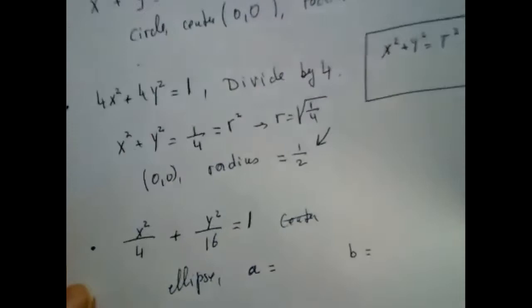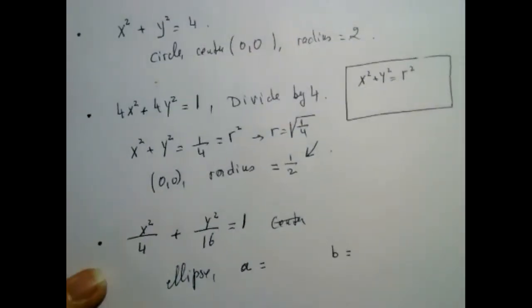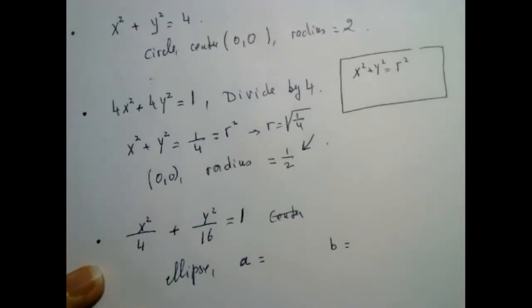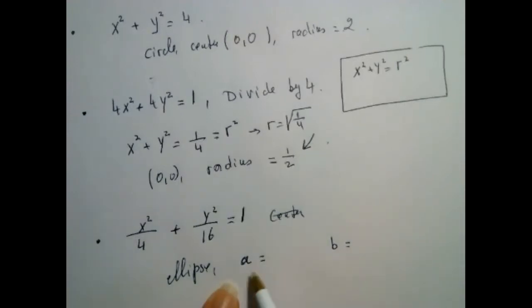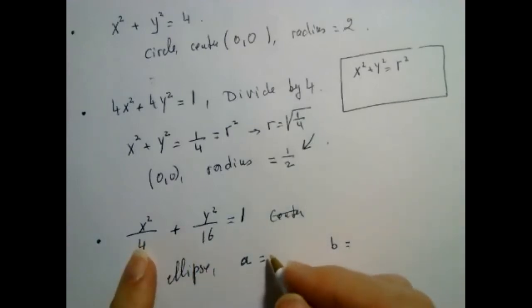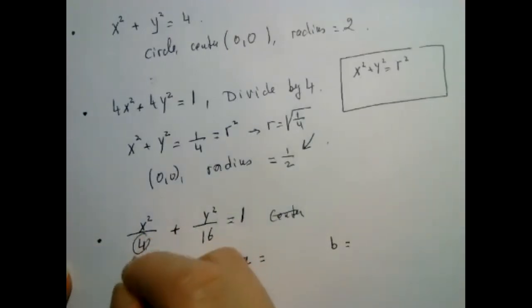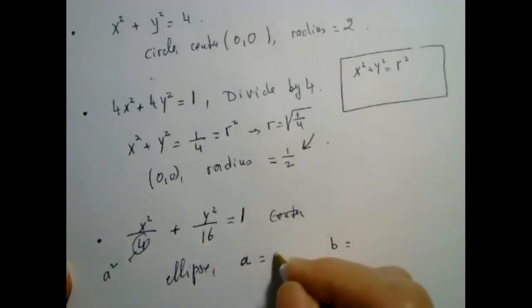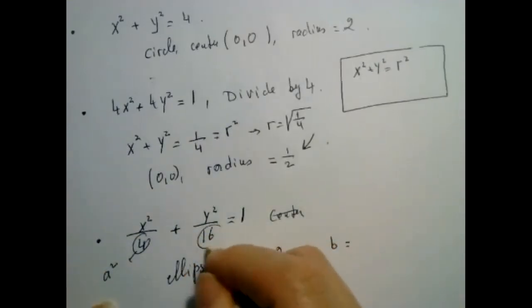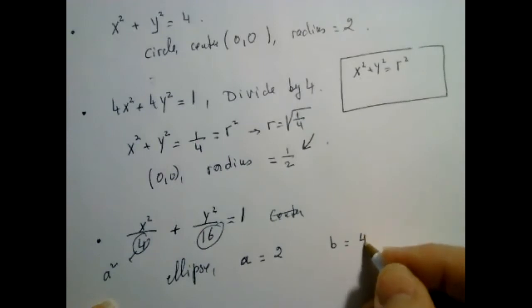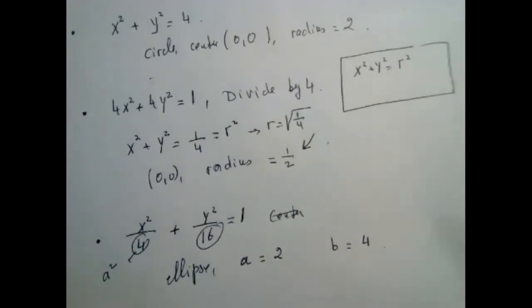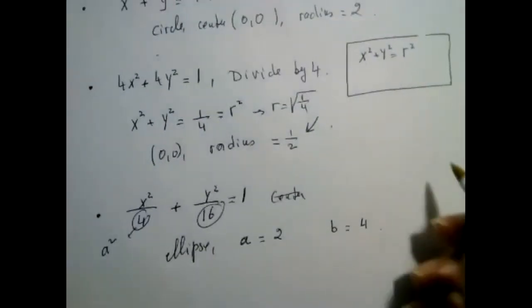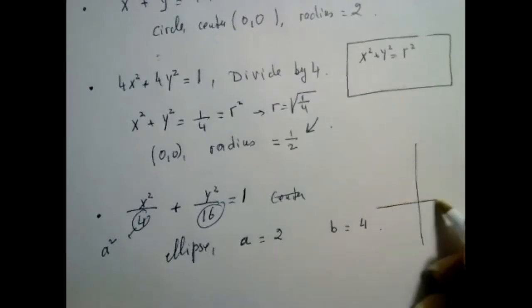And is it elongated vertically or horizontally? What's the A very quickly in this? That's okay, Jacob. What's the A in this scenario? This is the A squared, so the A is going to be 2. This is the B squared, so the B is going to be 4. And how is it going to be elongated, you think, horizontally or vertically?